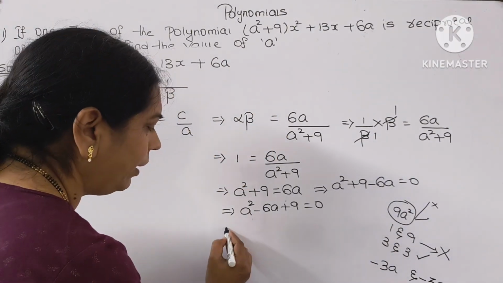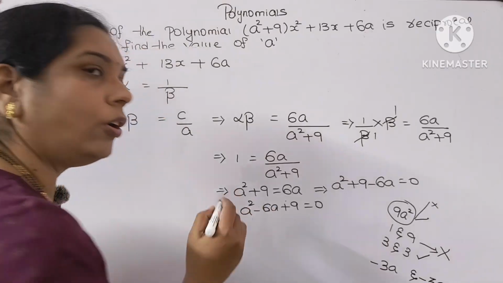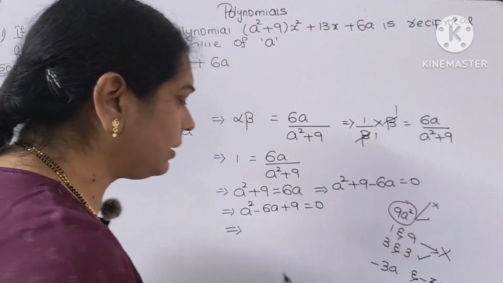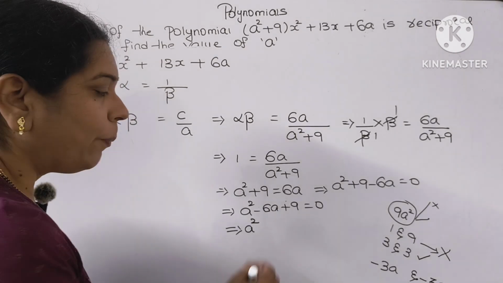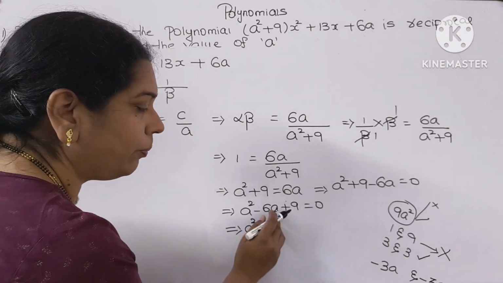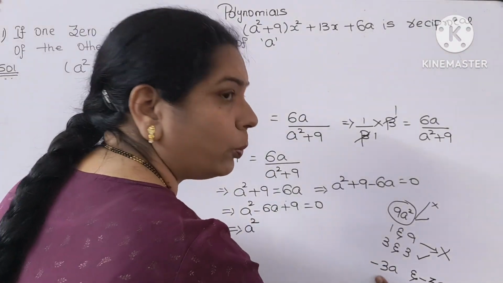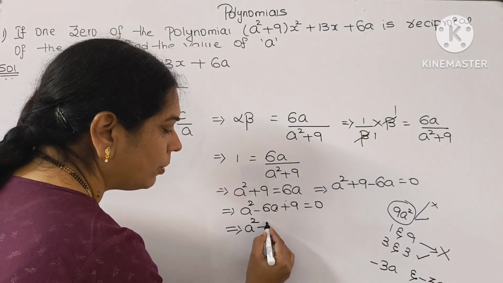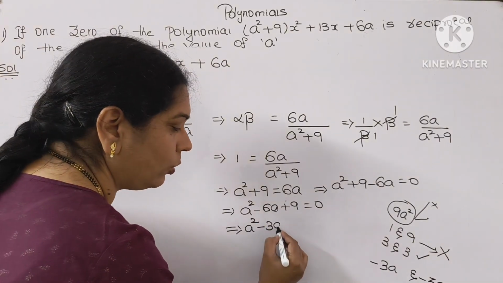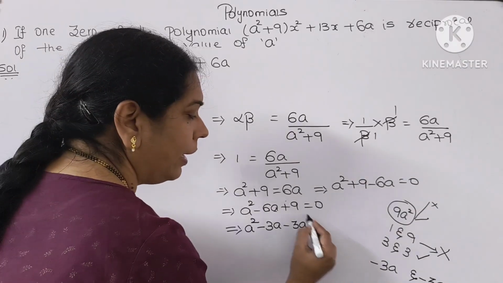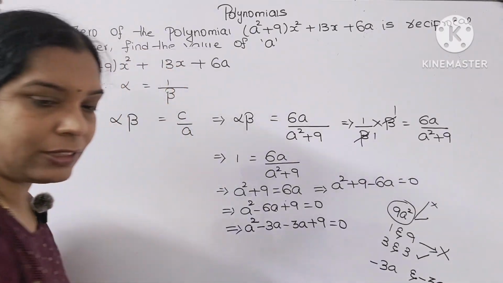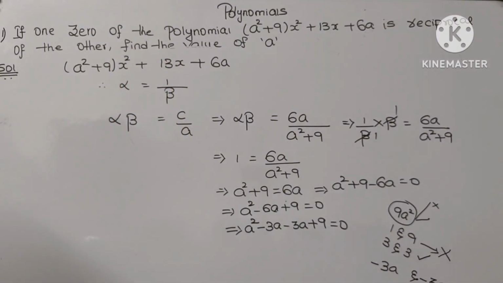Now, how will you use these factors? Write the first term of the quadratic equation as it is. Then, instead of the middle term, replace the middle term with both the factors. Minus 6a is now written as minus 3a and minus 3a. And then write the last term as it is. You have to write the last term as it is.